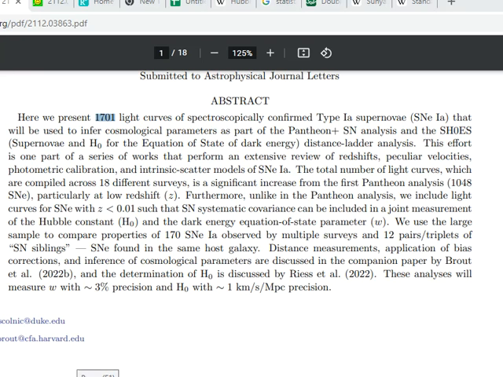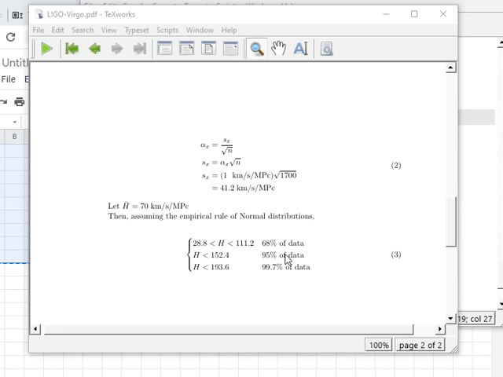Let's talk about that for a second. We have this equation that says the standard error is equal to the standard deviation divided by the square root of n. So they're telling us that the precision, which I'm pretty sure is the same thing as a standard error, is 1 kilometer per second per megaparsec. So we're going to multiply that by the square root of 1700 to get the actual standard deviation. The square root of 1700 is 41.2 kilometers per second per megaparsec.